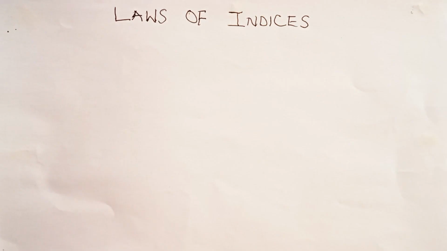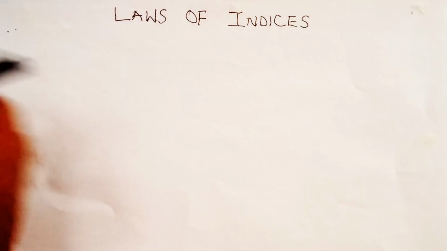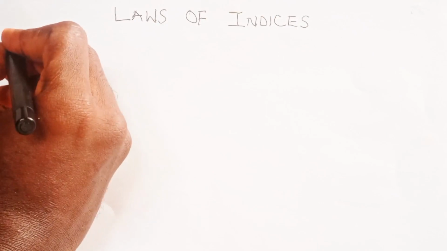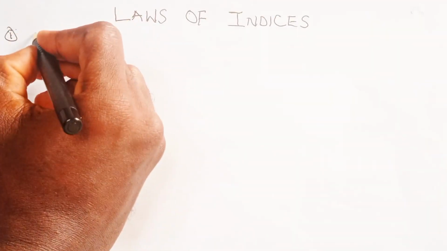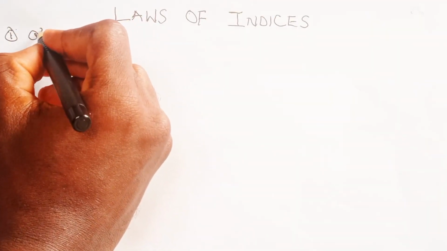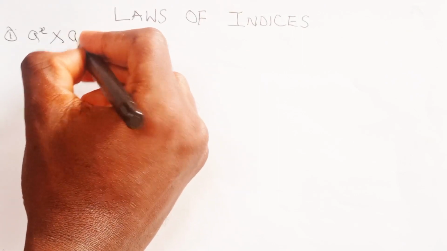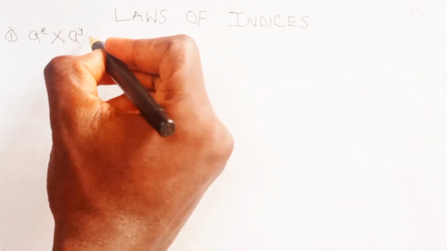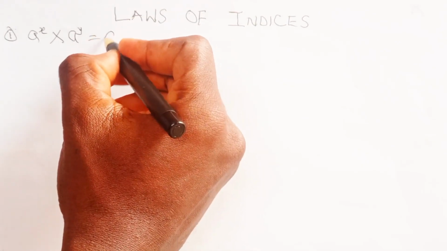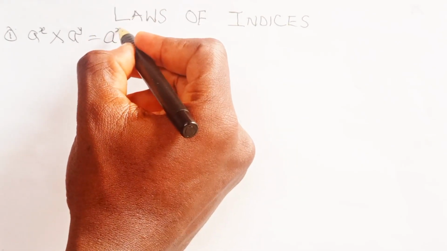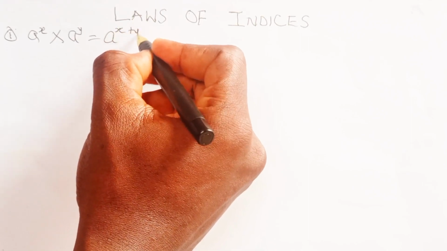Hi guys, today we'll be talking about the laws of indices, and the first law we'll look at is what we call the product of numbers with same base law. So we have a raised to power x times a raised to power y. What this law gives us is a raised to power x plus y.